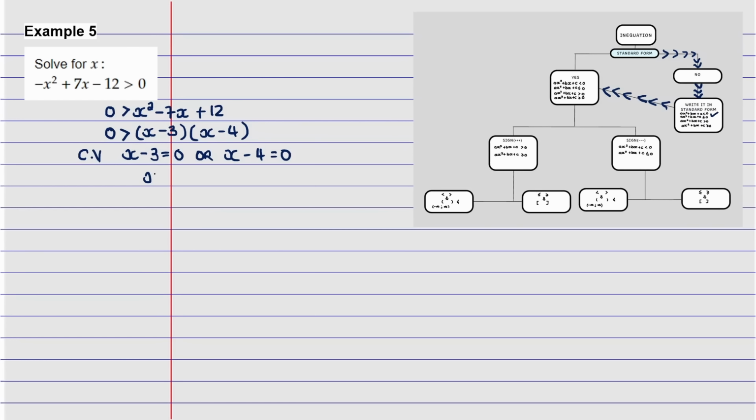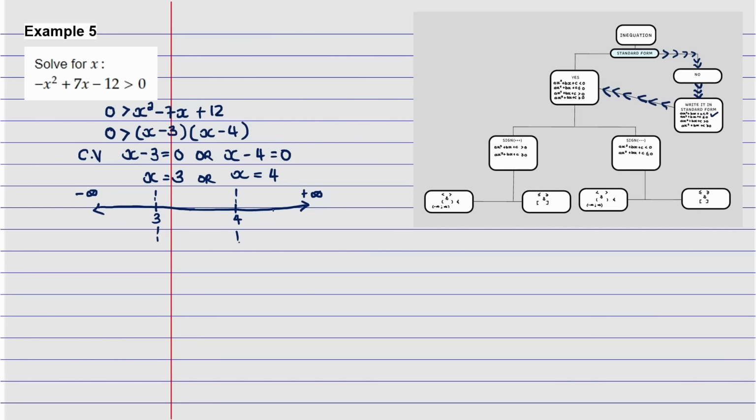So this is the same as x is equal to positive 3. And this is going to be or x is equal to positive 4, right? Then you're going to have your number line. Then you're going to have 3 here, and you're going to have 4 here, right? Then you're going to draw dotted lines, right? Then you're going to have negative infinity, then you're going to have positive infinity, right?